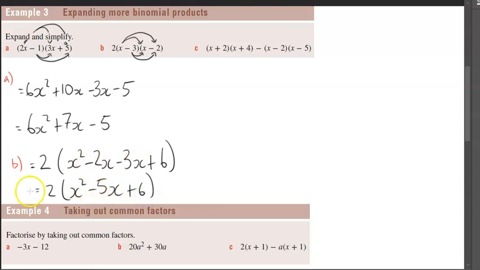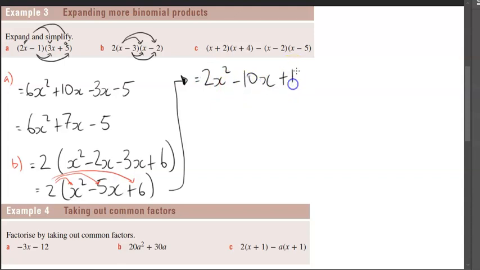And now that 2 can be distributed to not only the first, not only the second, but all 3 terms within the bracket. So this ends up being 2x squared minus 10x plus 12. So all I've done is multiplied the 2 with every single term inside the bracket.